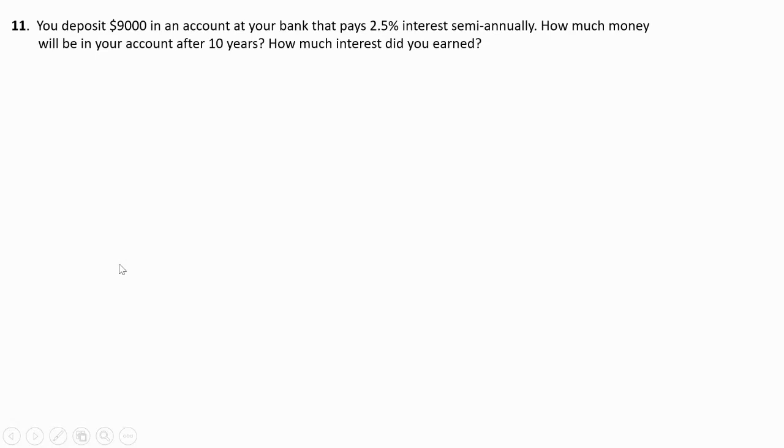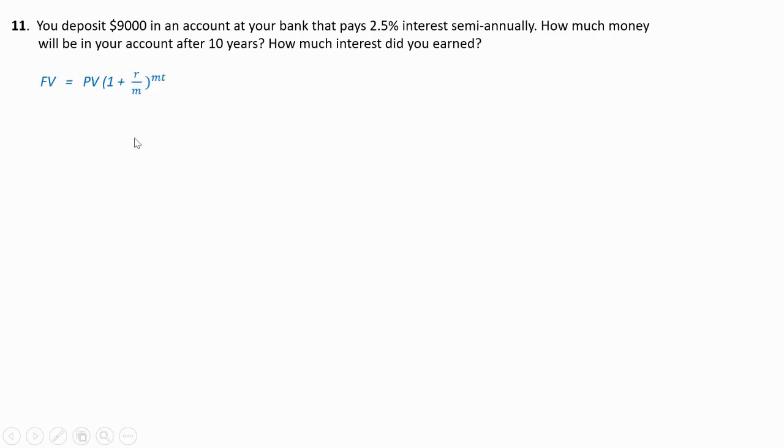Number 11. You deposit $9,000 in an account at your bank that pays 2.5% interest semi-annually. How much money will be in your account after 10 years? And how much interest did you earn? Right away, guys, we should know this type of problem is going to be a compound interest problem. Why? Because it's compounded semi-annually, which means twice a year.